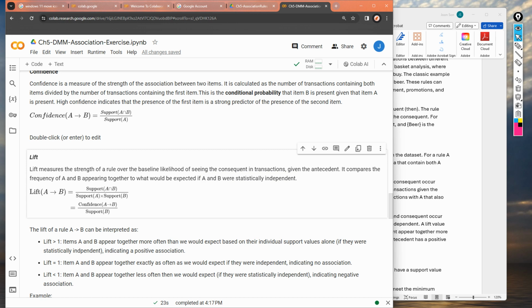If you look at the equation, it is the support of A and B, the event that both A and B occur, divided by support of A multiplied by support of B. This product really implies that A and B are statistically independent. You divide by this.